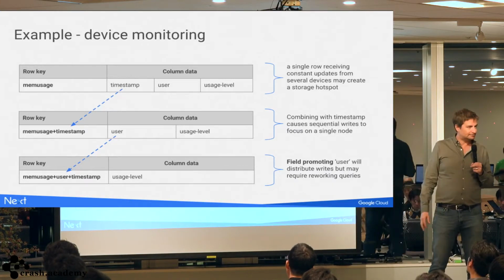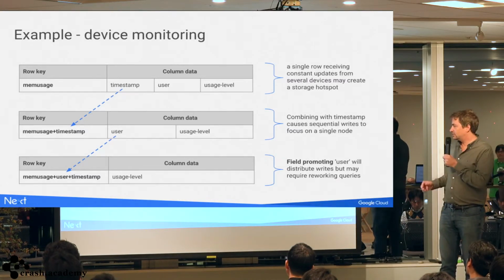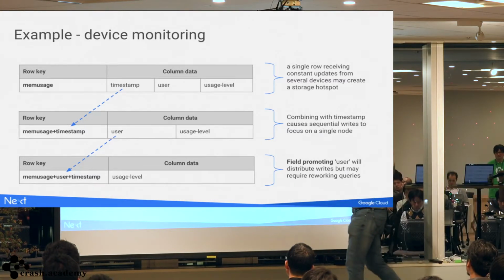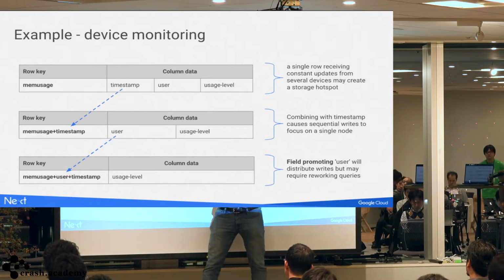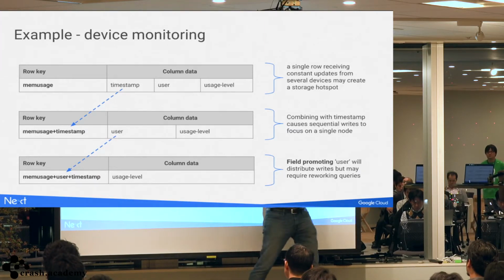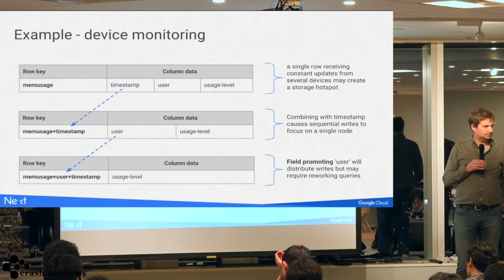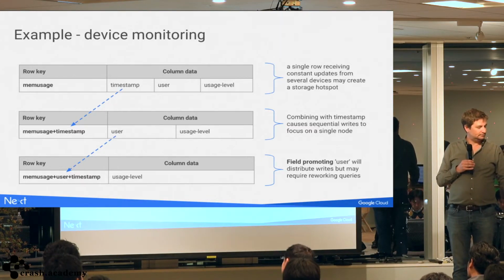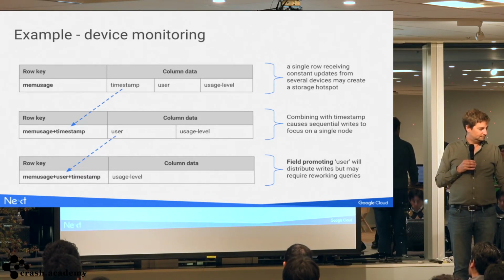So data is sometimes in your columns, and sometimes it might be a portion of your row key itself. By moving data such as the user from the columns into the row key, the data gets distributed well. That's the technique.